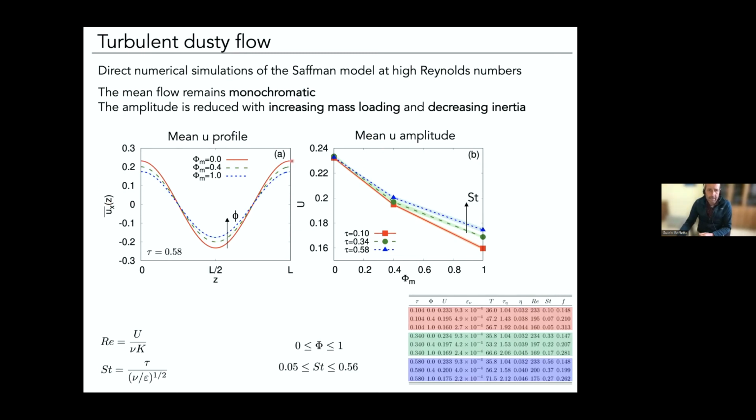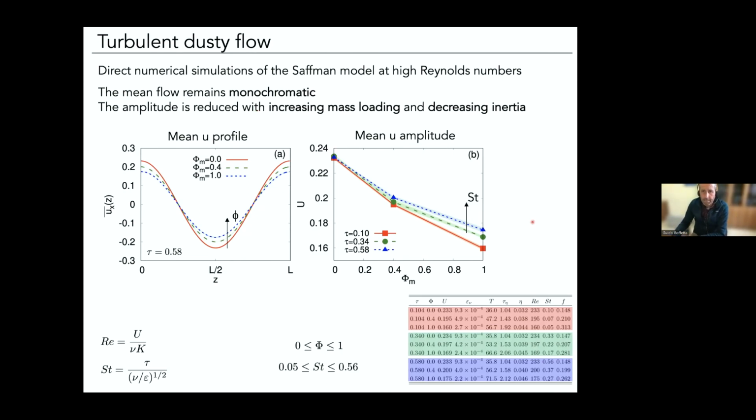There is still a sinusoidal profile. And what you see is that, increasing the mass loading, the red line corresponds to zero mass loading, so it's a Newtonian fluid, the particles are passive. Increasing the mass loading, we have a decrease of the mean amplitude of the velocity. So the mean velocity is reduced with the mass loading.